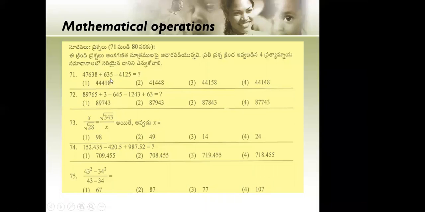So these are the given sums. 47638 plus 635 minus 4125. Just a simplification, you have to identify it. And the next one is given 89765 plus 3 minus 645.